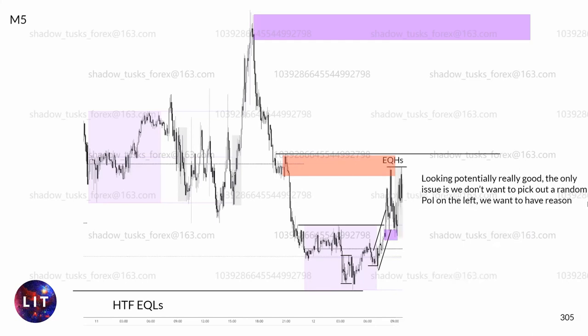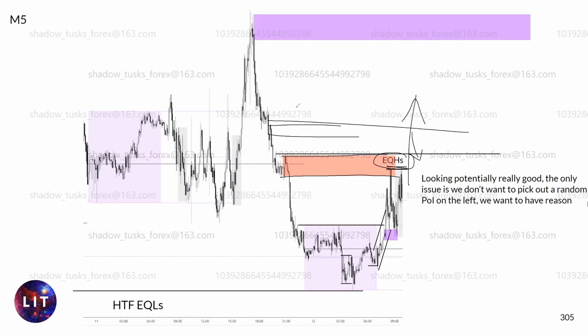Okay, so we're still within this overall SMT, and look at what we're doing. Building equal highs, faking the reaction. Again, it's looking very nice for a potential sell, right? But we don't want to pick out a random POI unless the lit cycle is very clean going into it. You've got your clean vectors coming up, clean build up, which we do have, and then vectors going up, right?